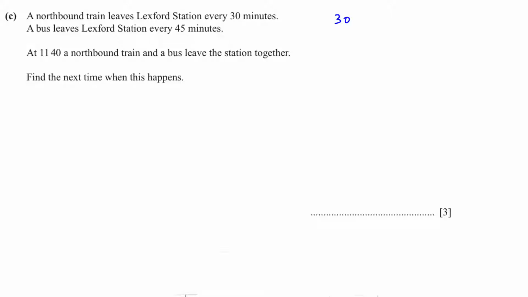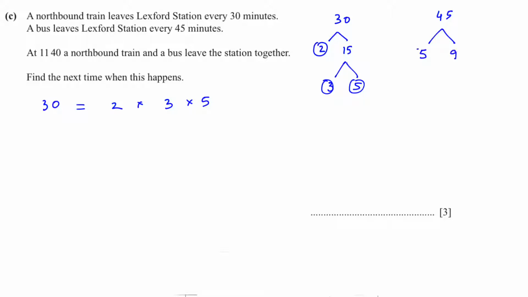We use only prime factors. 2 multiplied by 15 is 30. 2 is a prime number, circle it. And 3 multiplied by 5 is 15. Both are prime numbers. So 30 is equal to 2 times 3 times 5. The same we will do with 45. 5 times 9 is 45. 5 is a prime number. And 3 times 3 is 9. So 45 can be written as 3 times 3 times 5.